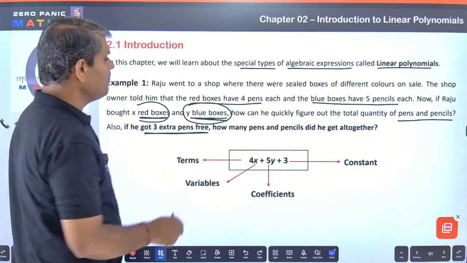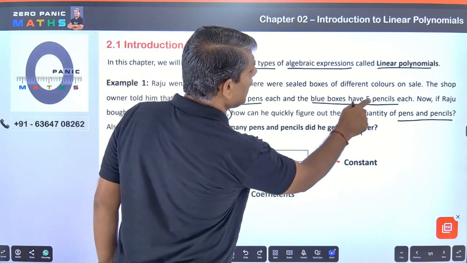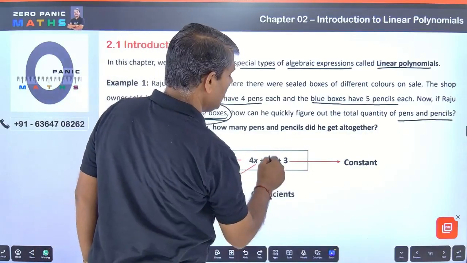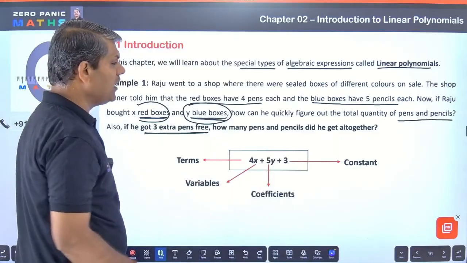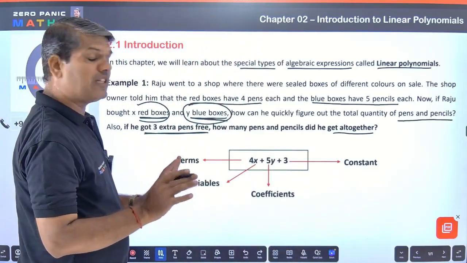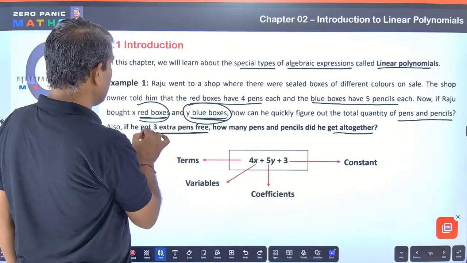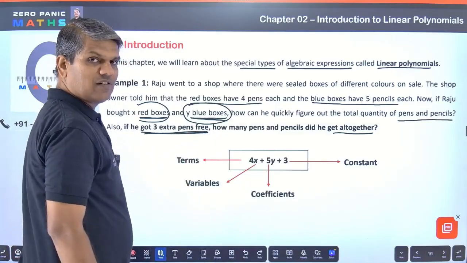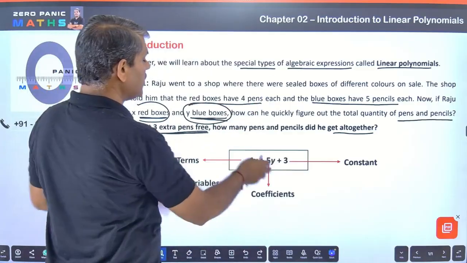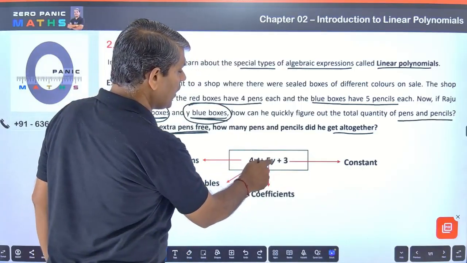Similarly, he bought y blue boxes, and each blue box contains 5 pencils. That is, 5y is the total number of pencils he bought. We are summing all together because they have asked for all together, the total number of pens and pencils. In addition to that, there is a constant because they have given 3 extra pens for free. So that is 3. All this information we have represented in the form of an algebraic expression, 4x plus 5y plus 3.